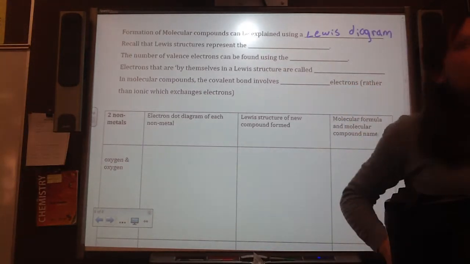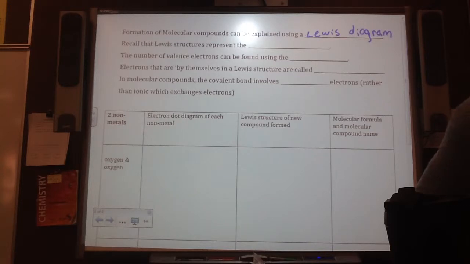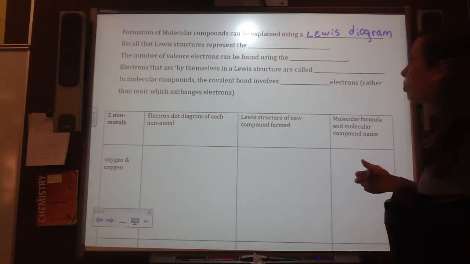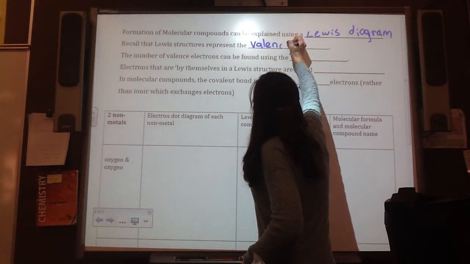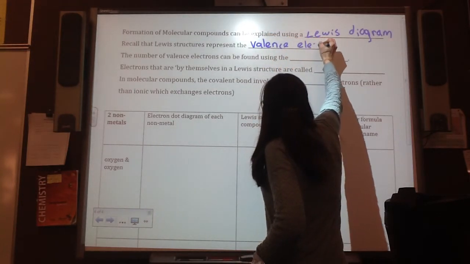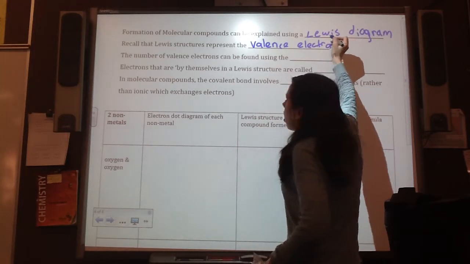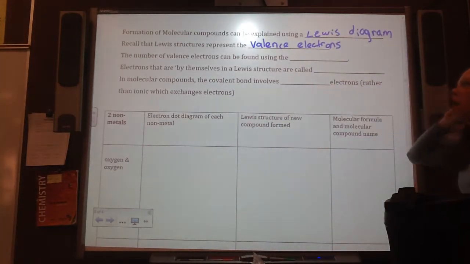Now remember, we've already done Lewis diagrams. What else did we call them? Electron dot diagrams, okay? So remember that Lewis structures represent the valence electrons, right? That's all you have to draw. Now, the number of valence electrons can be found using what? What's the easiest way to figure it out? The group number, yeah, the group number going down.